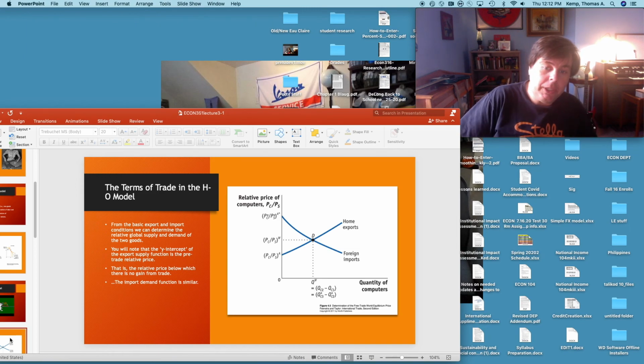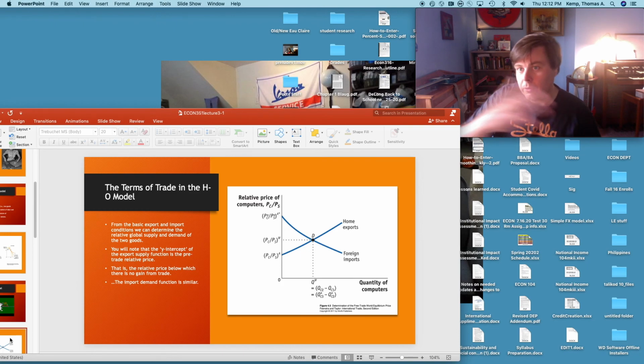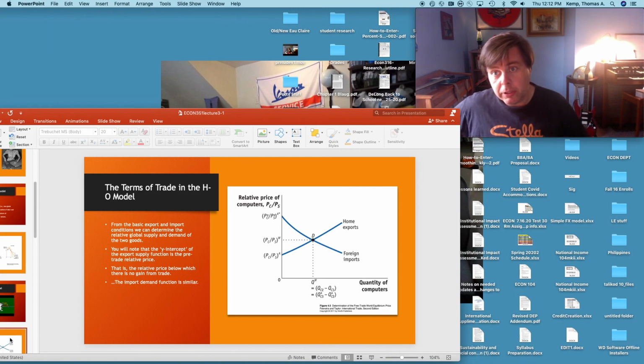So if we look at the willingness of the home country to export computers, remember the graph on the last page showed they're the relatively low cost supplier. Computers are cheaper in the home country pre-trade than they are in the foreign country. Why? Because they've got more capital, and that's what we use to make computers. At what relative set of prices is the home country willing to export computers? Well, any price above what they can sell them for at home.